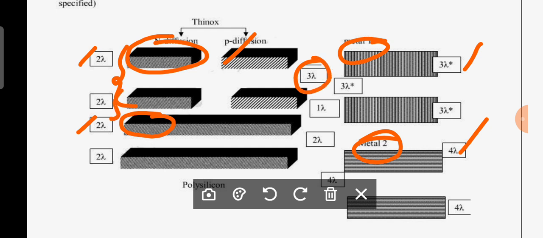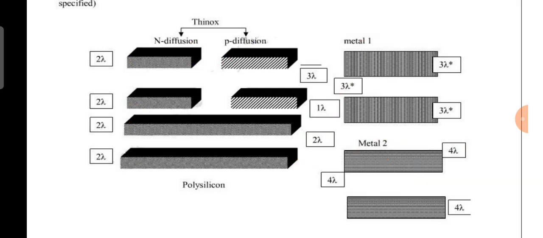Then for diffusion to polysilicon, the minimum spacing is 1 lambda. For poly to poly, what is the minimum spacing? 2 lambda. Now you can observe that for metal 1 to metal 1, what is the minimum space? 3 lambda. For metal 2 to metal 2, what is the minimum space? I think it is not clearly appearing for you. Now you can see that it is 4 lambda. I hope you are clear.